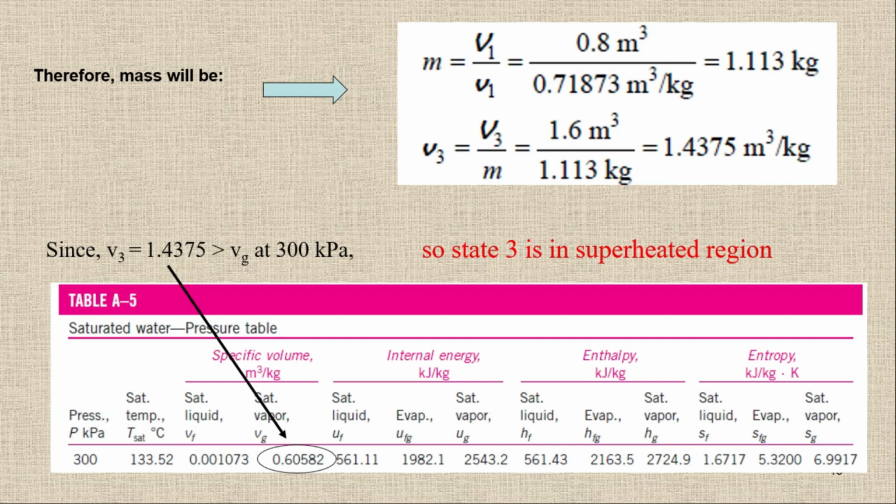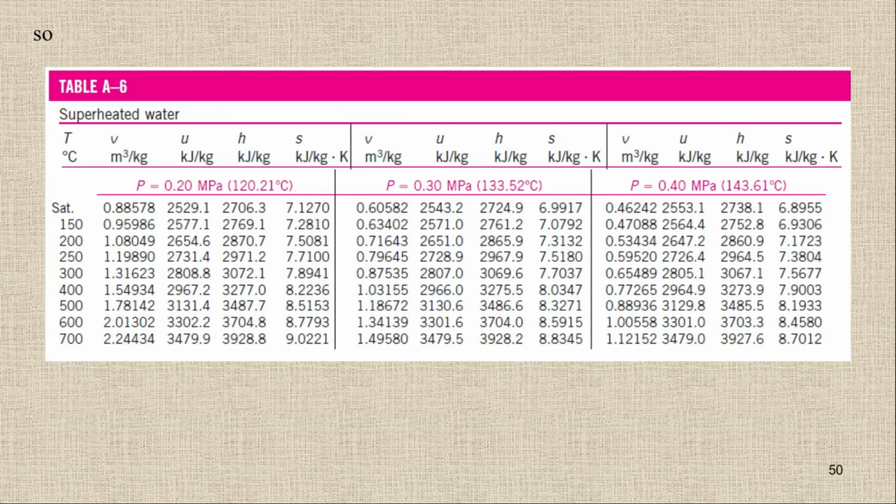So state 3 is in the superheated region. For the superheated region, we have to use table A6. So if I check table A6, this is table A6. Right now the pressure is 300 kilopascal, so this is the 300 kilopascal or 0.3 megapascal. So I have to use this one. But the problem is, we don't have any temperature value. Rather, we have the V3.